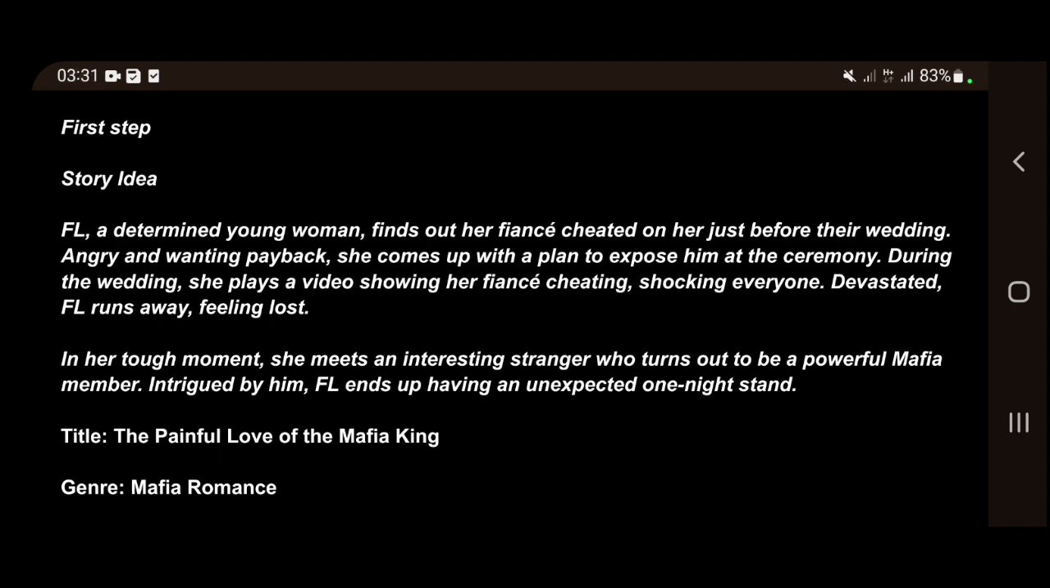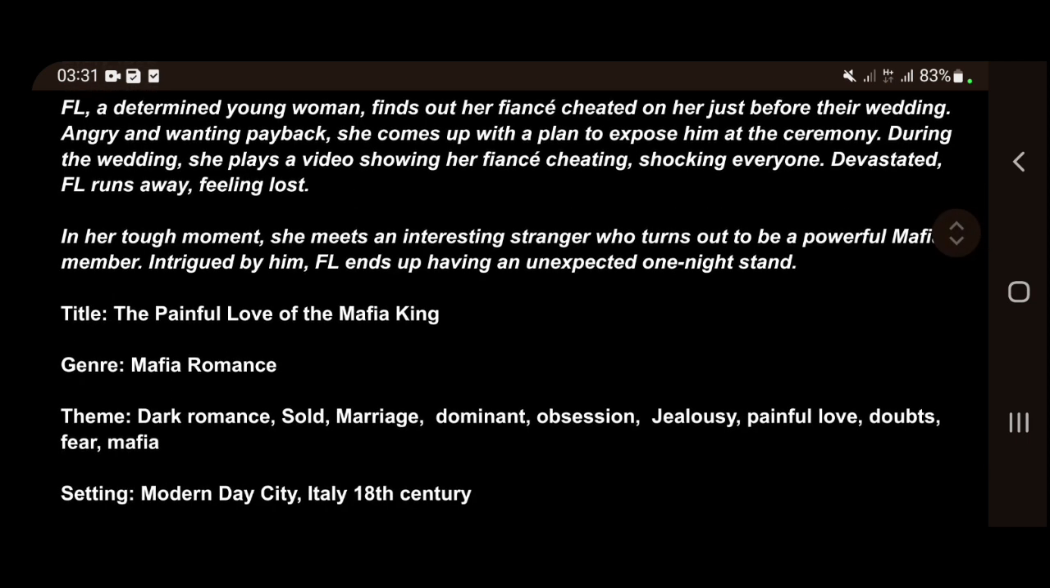Angry and wanting payback, she comes up with a plan to expose him at the ceremony. During the wedding, she plays a video showing her fiancé cheating, shocking everyone. Devastated, the female lead runs away, feeling lost. In a tough moment, she meets an interesting stranger who turns out to be a powerful mafia member. Intrigued by him, the female lead ends up having an unexpected one-night stand.